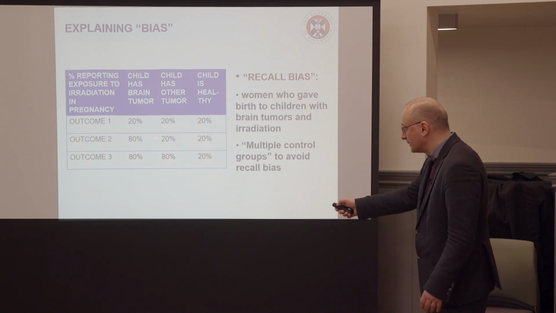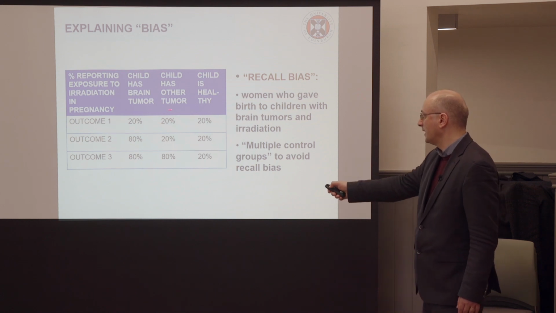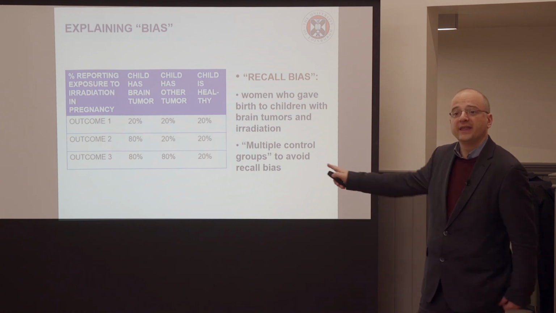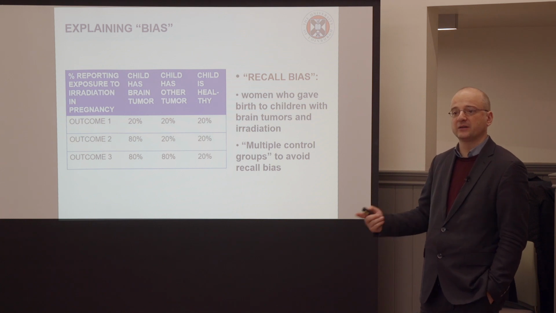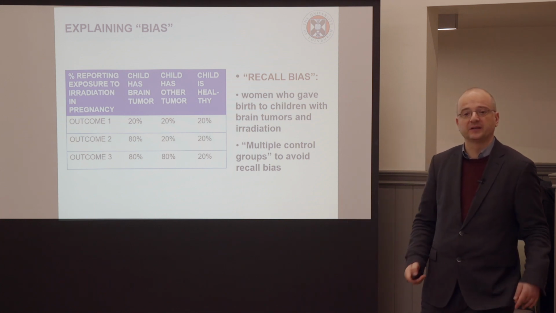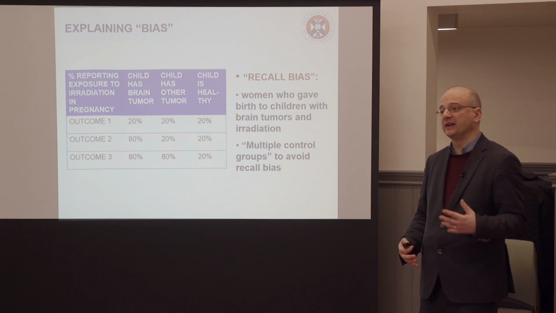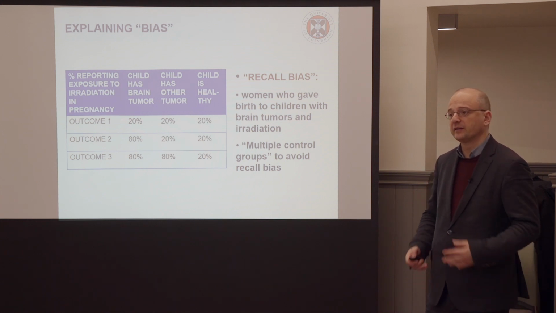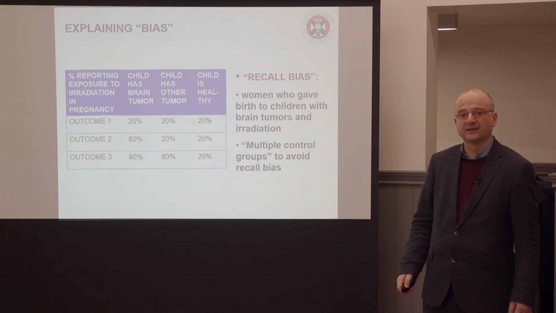But if you get this, which is that child is healthy 20% and child has other tumor 20%, and child has brain tumor 80%. That then tells you that there is no recall bias here, because mother with child with other tumor would also report it, but that actually genuinely 80% of mothers with child with brain tumor were exposed to irradiation, and this would be telling you that irradiation is probably a very important risk factor for child's brain tumor, okay, whereas these are not, okay?